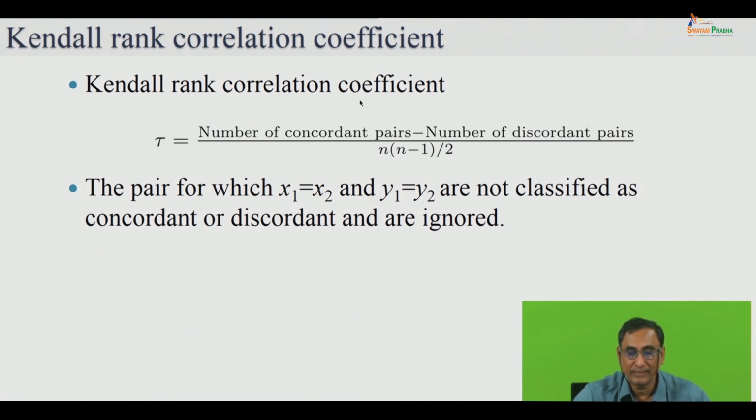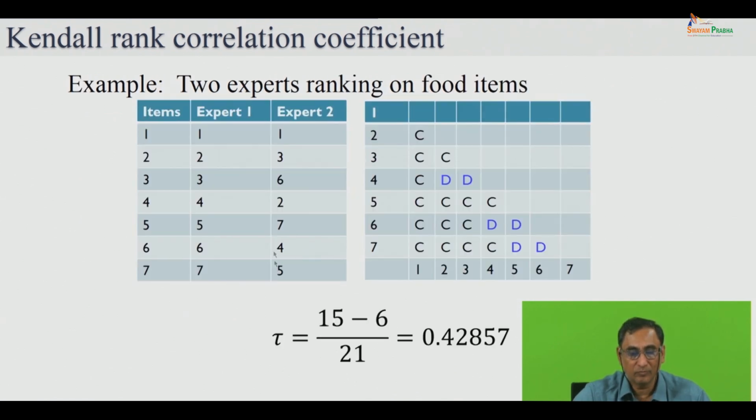So, once we have the number of concordant pairs and the number of discordant pairs, we take the difference between them, divide by n into n minus 1 by 2, and that is called the Kendall's tau. We can take an example here, with about 7 observations, let us say 7 different wines or tea or coffee, and there are 2 experts who rank the taste of the tea or coffee or wine on a scale between 1 to 10.